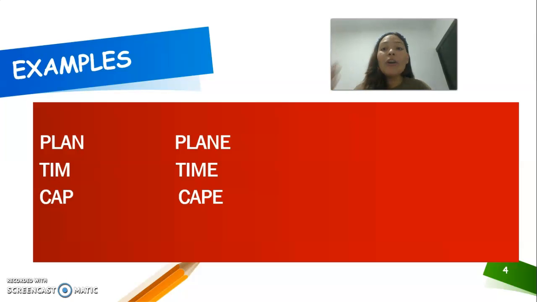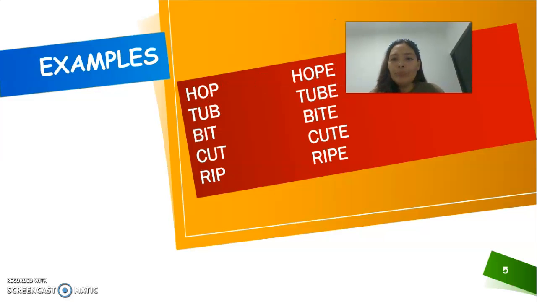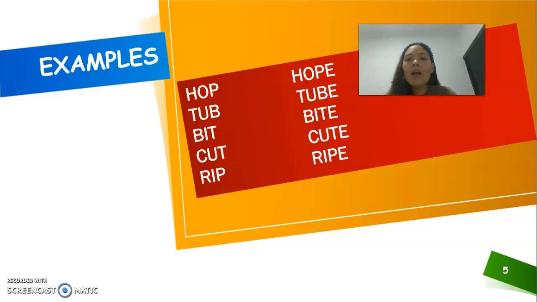Continue with more examples with the vowel E. Hop, tap, bet, cat, rip.